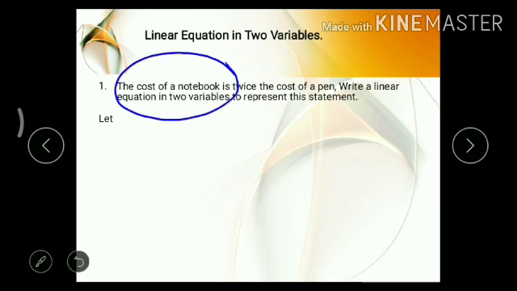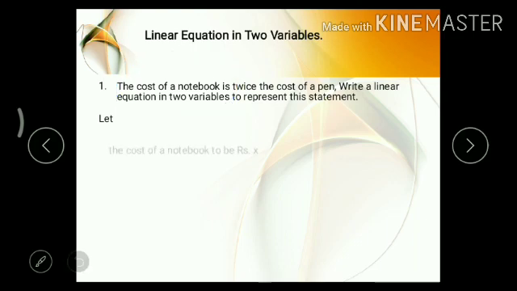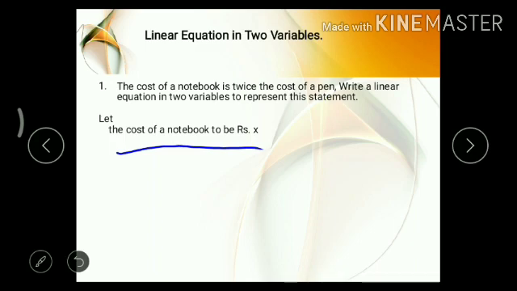Now let the cost of a notebook be rupees x. Here we shall be talking about the cost, right? The cost cannot be x kilometer or meter, it has to be in rupees. The cost of something will always be in rupees, so let the cost of a notebook be rupees x, we have to write.